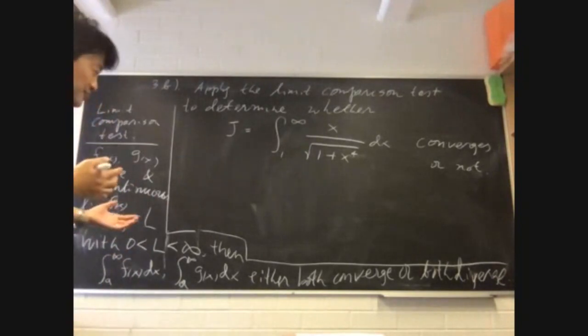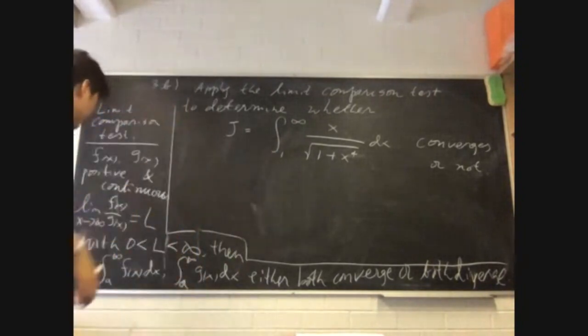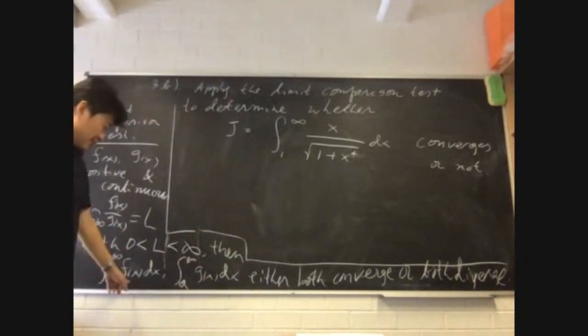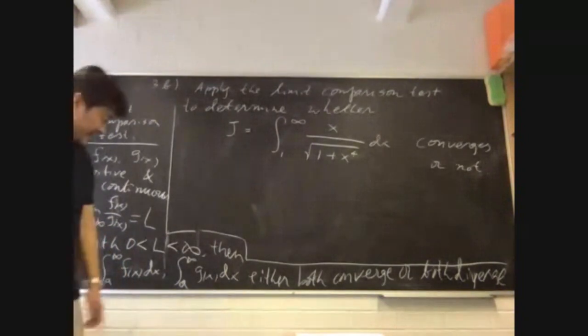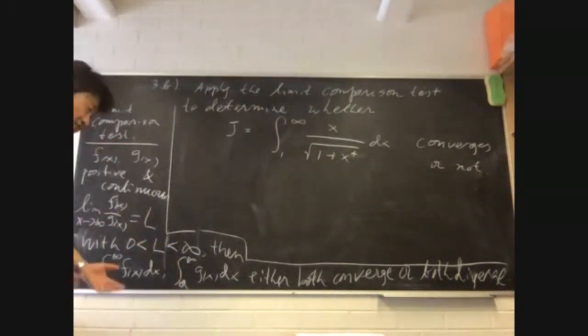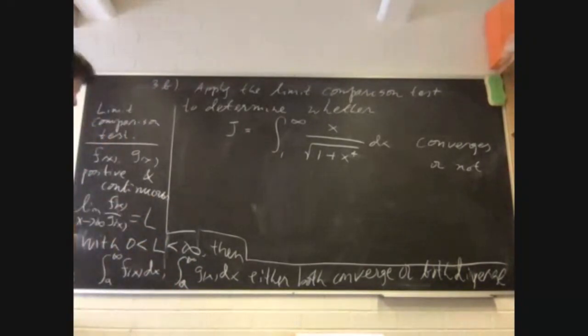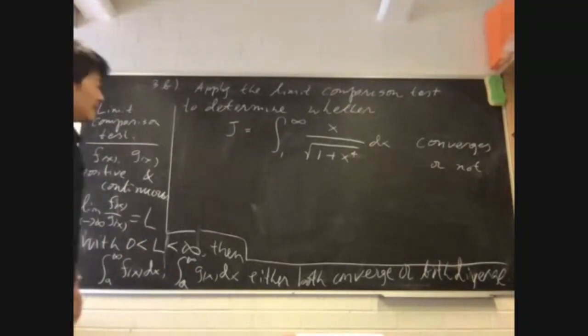So this test allows you to replace this integral by another integral, right? Instead of looking at the integral of f of x, you can look at the integral of g of x. If the integral of g of x converges, then this also converges. If that diverges, then the other one also diverges, provided that these conditions are met.